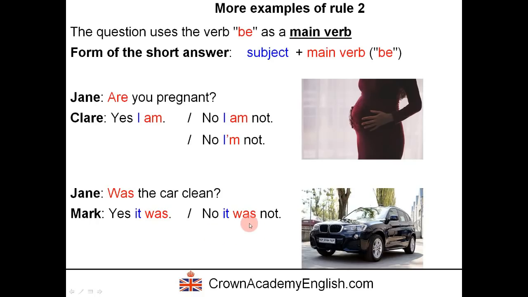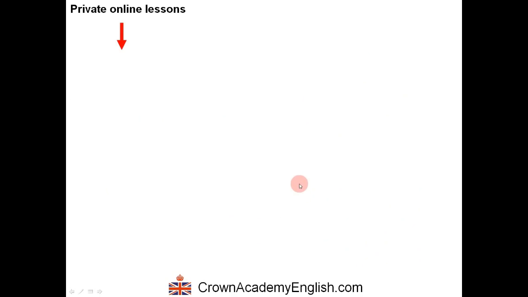Or, if the answer is no, we say, no, it was not. This is the complete form. And this is the contracted form. No, it wasn't. Okay? So there we are. That's the end of this lesson. Hope this helped you.